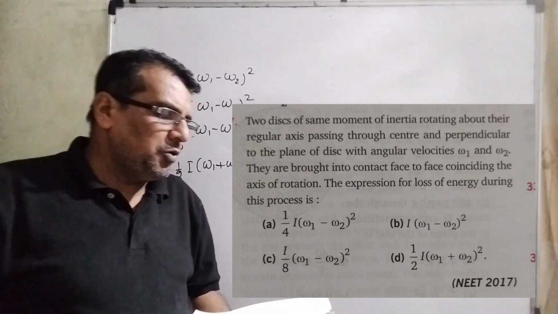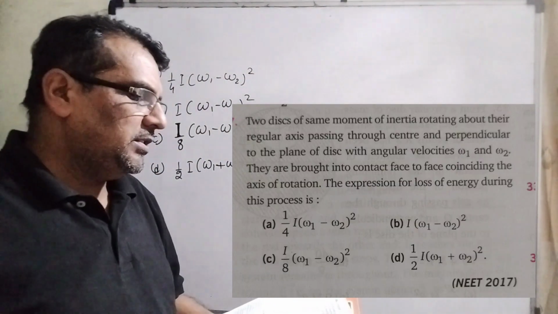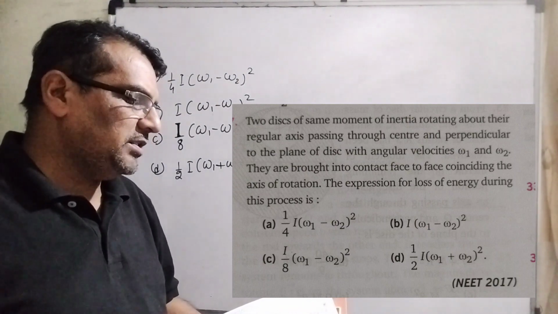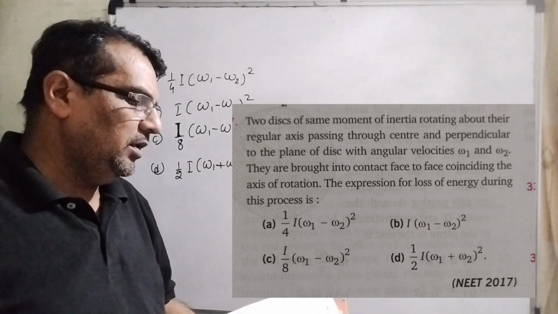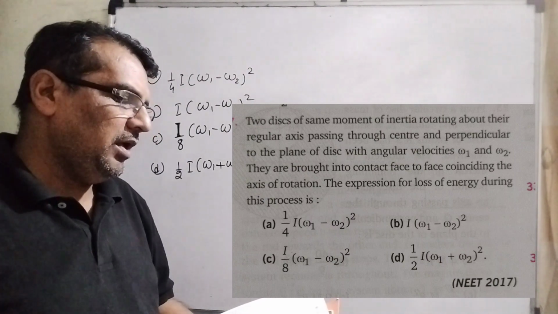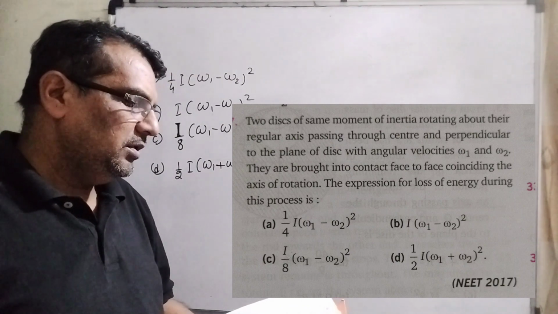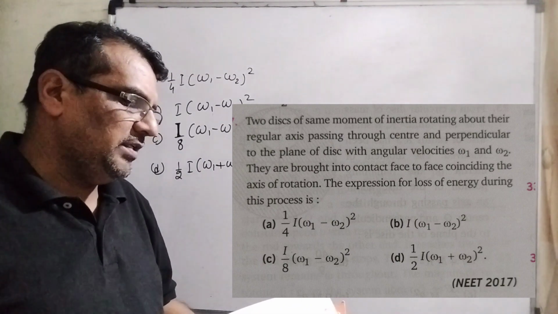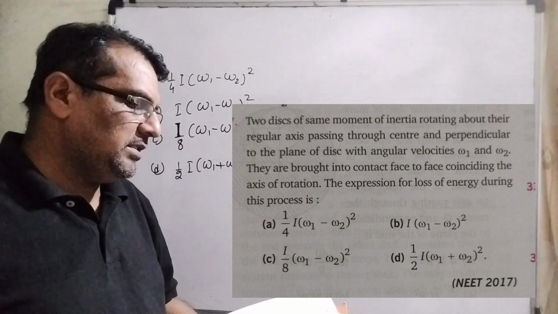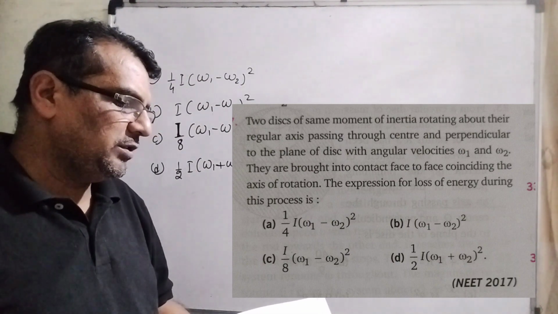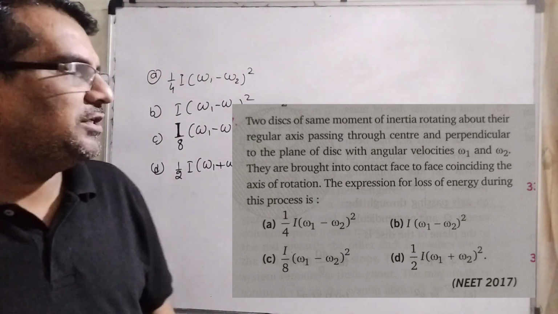Let's move on. What does the question say? Two disks of the same moment of inertia are rotating about their regular axis passing through the center and perpendicular to the plane of the disk, with angular velocities omega 1 and omega 2. They are brought into contact face to face, coinciding the axis of rotation. The expression for the loss of energy during this process is, you have been given four options.